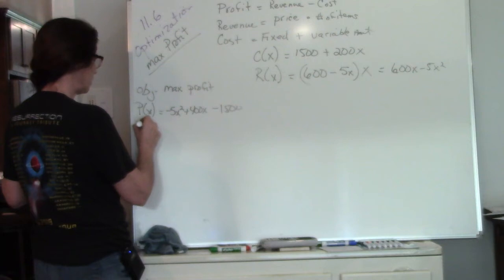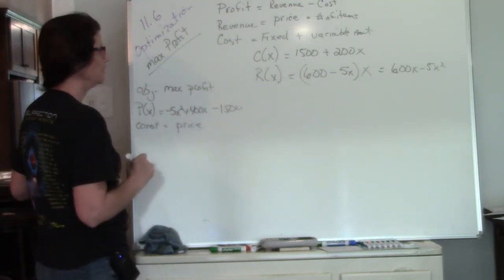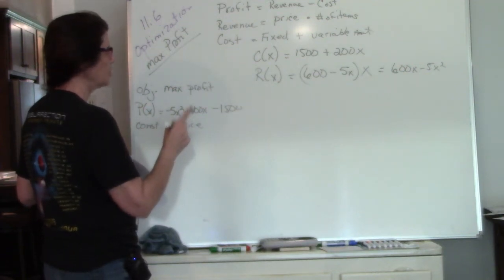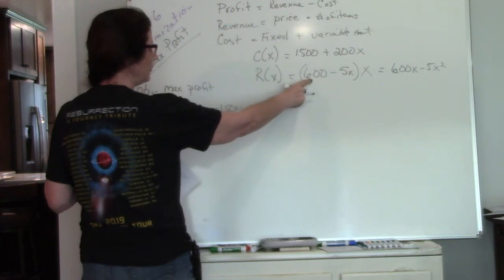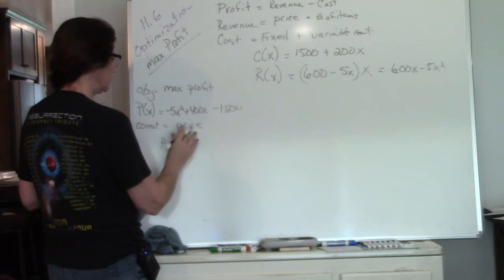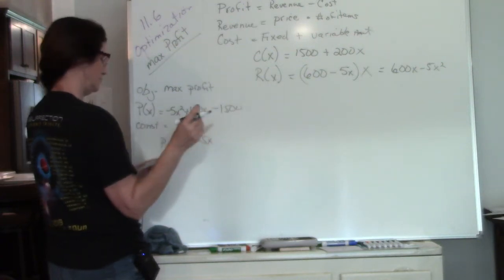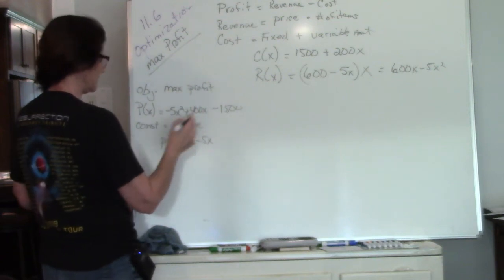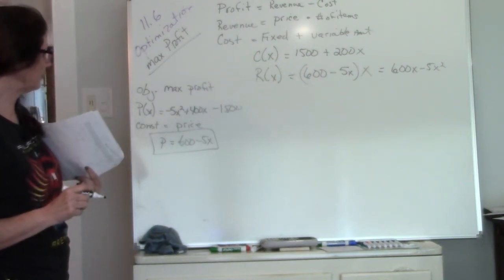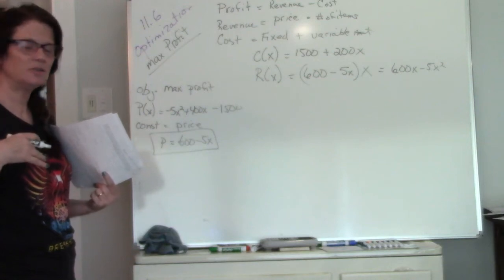Now we need our constraint. Again, our constraint is going to be our price. Our price was 600 minus 5x. It's already solved for P, so 600 minus 5x is our price. I'm going to box it in because I know I'm going to use it again.